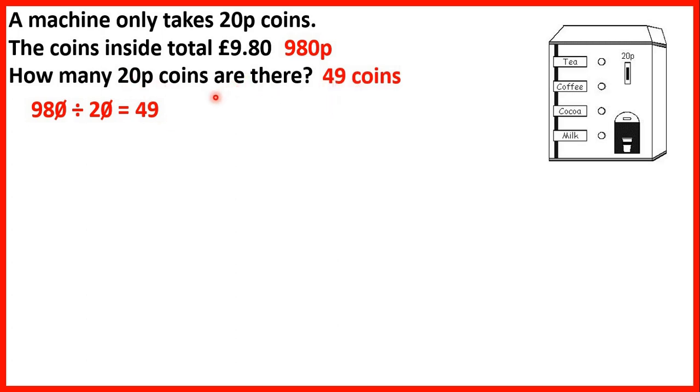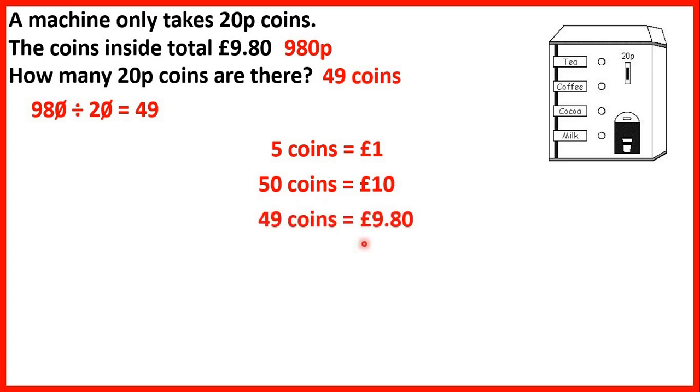The other way to solve this question is by counting up. So if we have 20p coins, then 5 coins will equal £1 because 20 times 5 is 100 and 100p is £1. Then if we times by 10, 5 times 10 is 50, 1 times 10 is 10. So we know that 50 coins would be £10 and £9.80 is just 20p less. So that means that we have 49 coins.